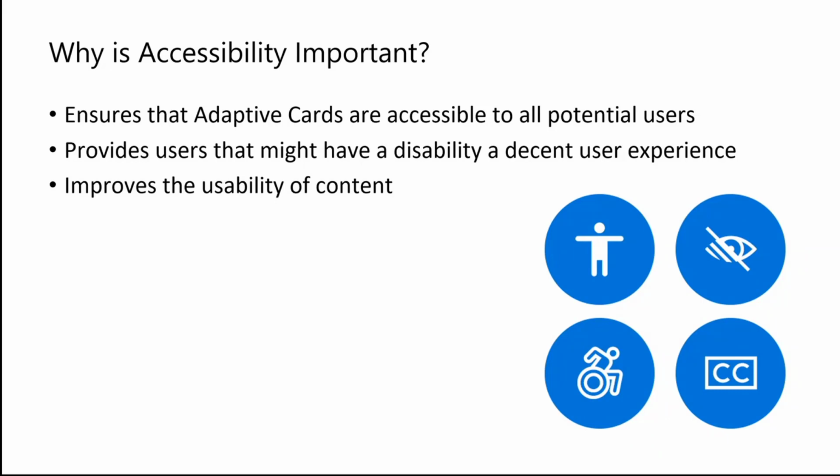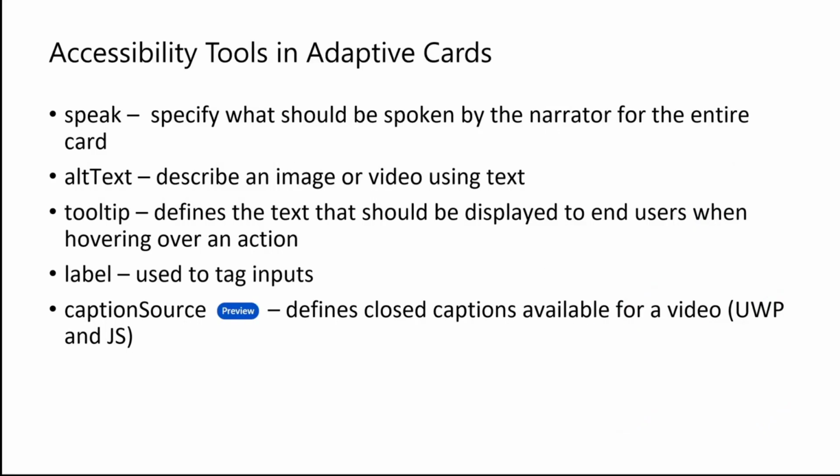It also provides users that might have a disability a decent user experience, and it overall improves the usability of the content. The accessibility features available today in adaptive cards are shown in this slide. We have Speak, which is set at the adaptive card level. This is for the whole card, and it specifies what should be spoken by the narrator to describe the entire adaptive card that is displayed.